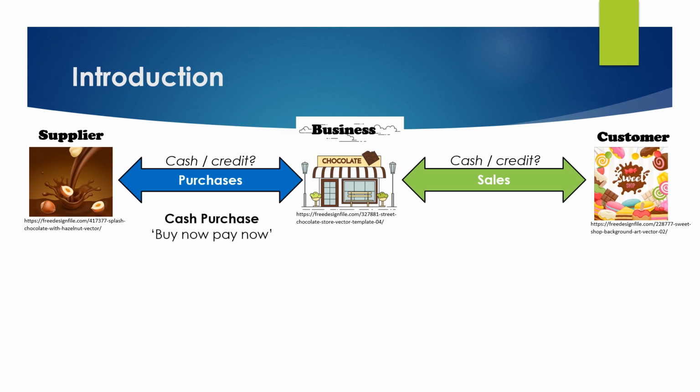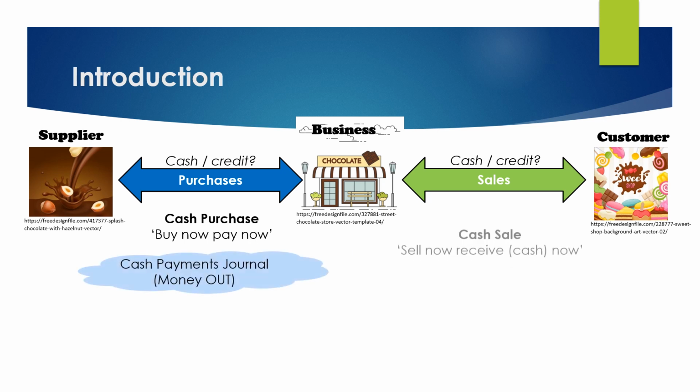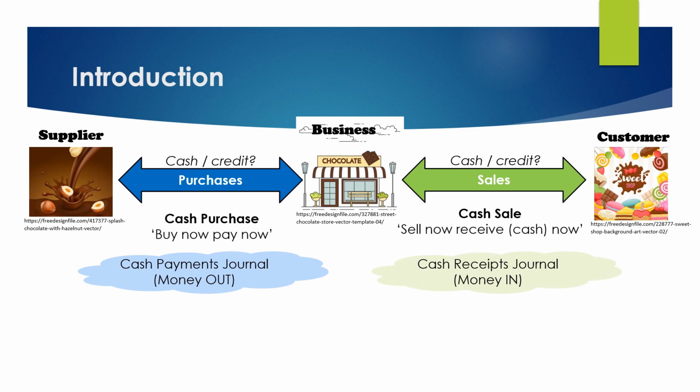If it's a cash purchase, it means that a business buys now and pays now. As it is a cash payment, it is recorded in the cash payments journal. If it's a cash sale, it means that a business sells now and receives cash now. As this is a cash receipt for the business, we record this transaction in the cash receipts journal.